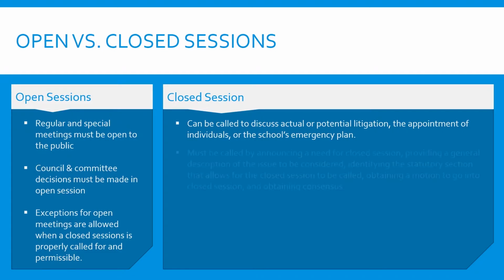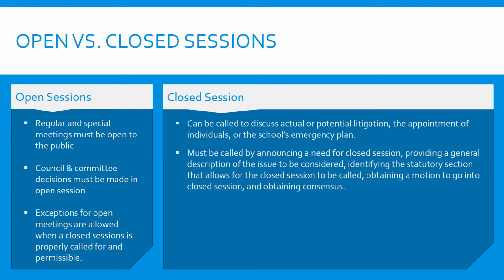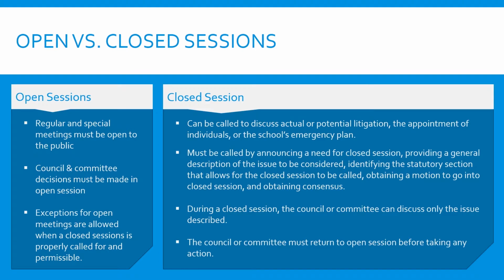A closed session must be called by announcing a need for closed session, providing a general description of the issue to be considered, identifying the statutory section that allows it, obtaining a motion to go into closed session, and obtaining consensus. During a closed session, the council or committee can discuss only the issue described, and the council or committee must return to open session before taking any action.